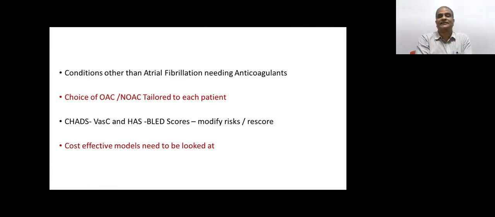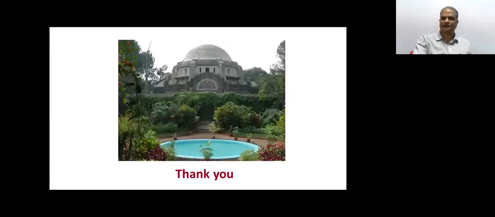And this CHA2DS2-VASc and HAS-BLED score is very, very important, because you have to look at those risks and modify those risks. It's not just about using the score. These are meant for modifying the risk and then treating the patient and also rescoring. And always look at the cost effectiveness when you prescribe. Thanks.